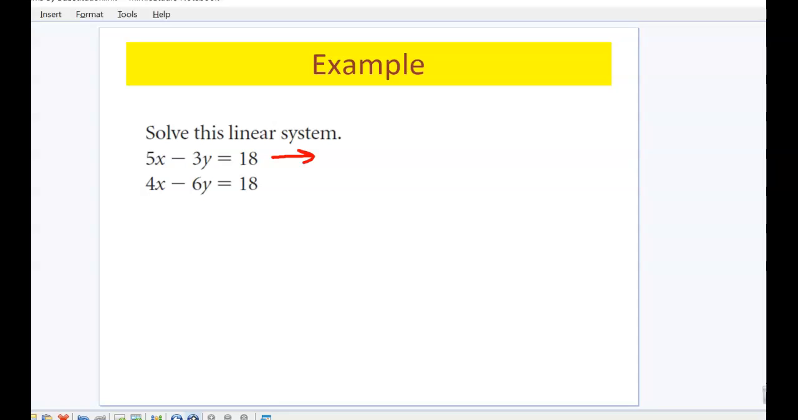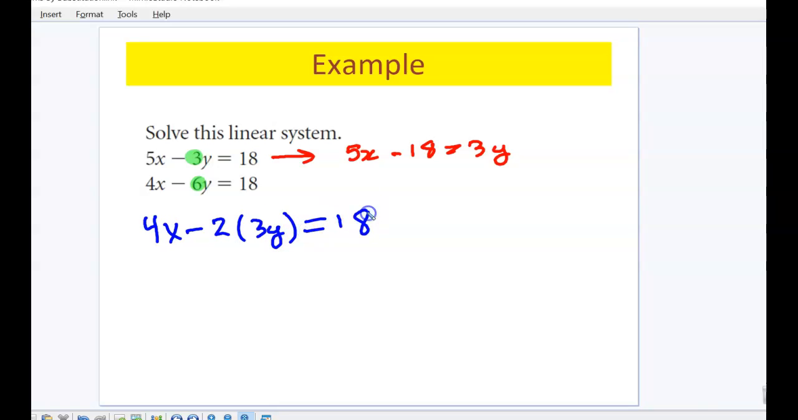So in this particular case, I've noticed that 3 goes into 6 twice. So I could isolate 3y by subtracting 18 over and adding the 3y to the other side. And then in my second equation, I'm going to write it as 4x minus 2 times 3y is equal to 18. And now, in place of 3y, because I have 3y here, I'm putting in 5x minus 18. So I'm going to get 4x minus 2 times (5x minus 18) equals 18.